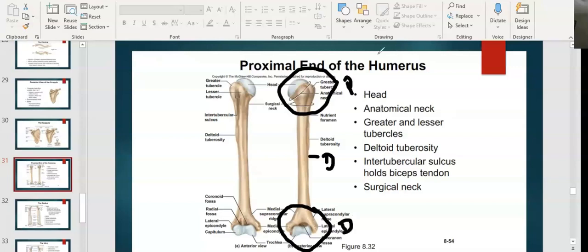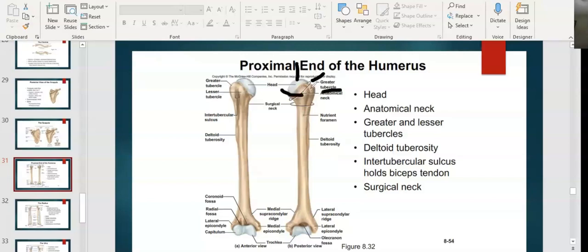So if we look at the characteristics that you have in the proximal epiphysis, you're going to have the head, neck, greater tubercle, lesser tubercle, intertubercular sulcus. In the middle, in the diaphysis, you're going to see in there the deltoid tuberosity. This is where the deltoid, the muscle that we have in our shoulder, is going to attach. And in the distal epiphysis, we're going to have three fossas.